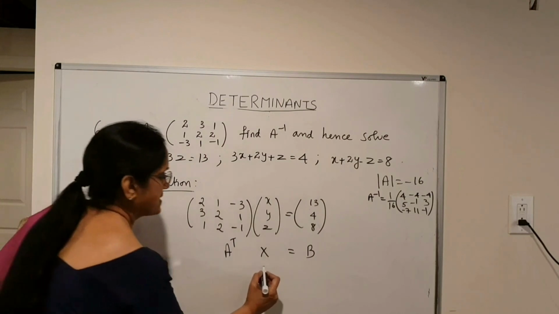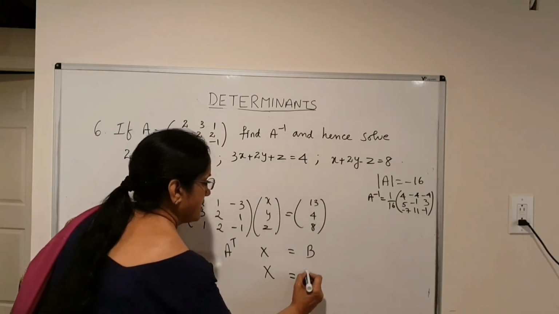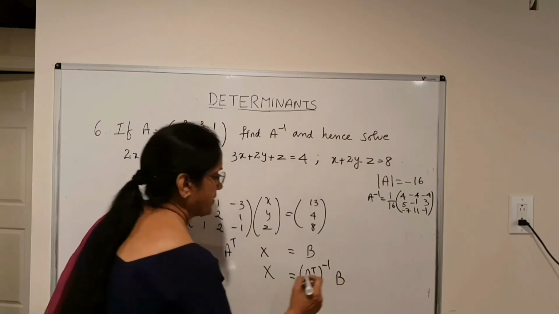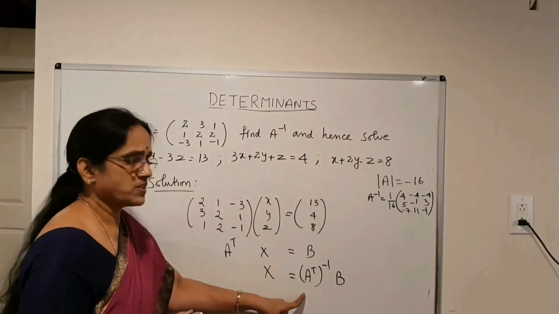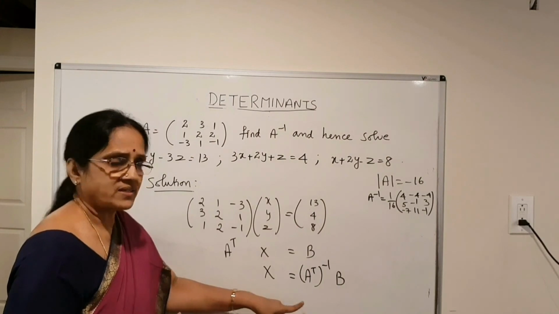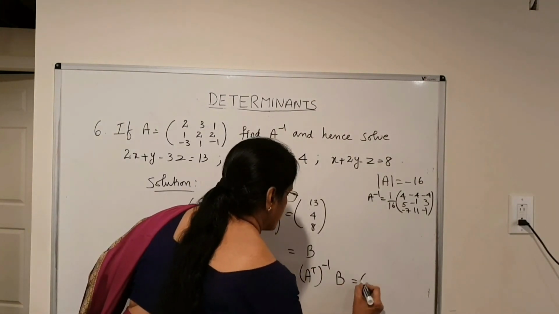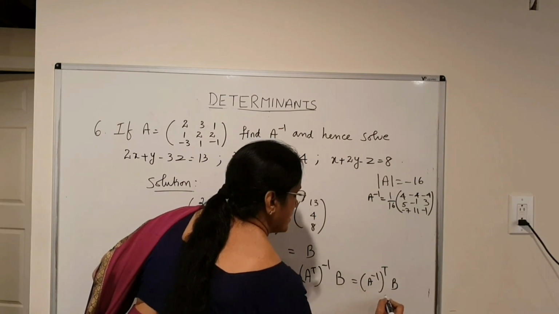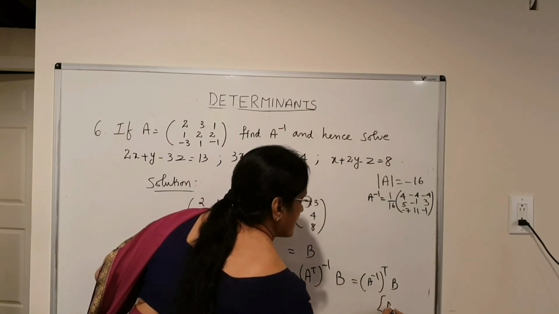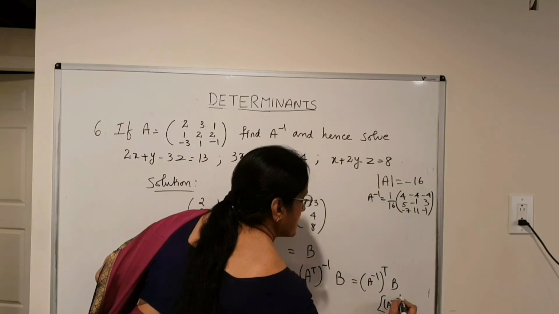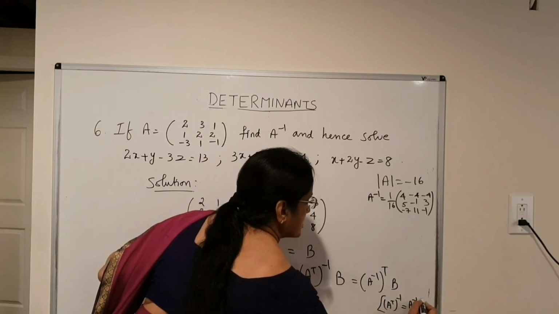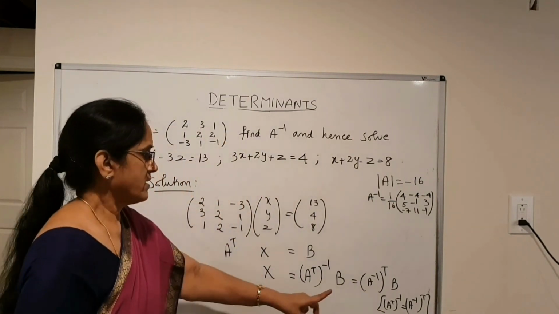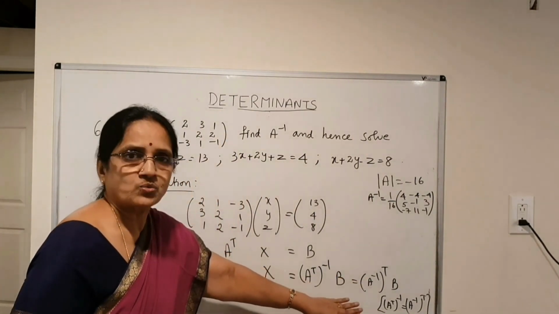So, X is nothing but A transpose the whole inverse into B. All these steps are very, very important. This I can write as A inverse the whole transpose into B, because A transpose the whole inverse is equal to A inverse the whole transpose. This is the property. This point should be written by you.